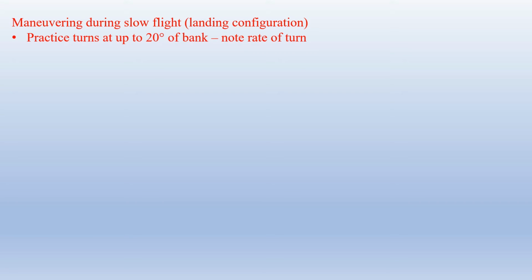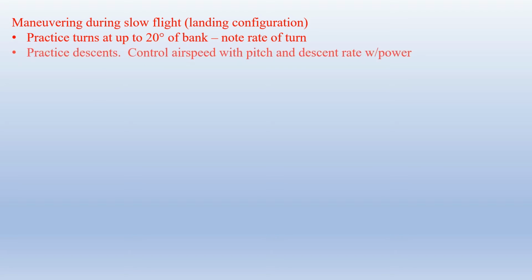We'll practice turns of up to 20 degrees of bank, and again, you'll see that rate of turn is going to be increased. Again, practicing descents. This is something the FAA might require on a private pilot check ride. And again, control the airspeed with the pitch and descent rate with the power. And then once again, attempting to climb, you'll see even though we're going at a slower speed, it's still not going to want to climb.